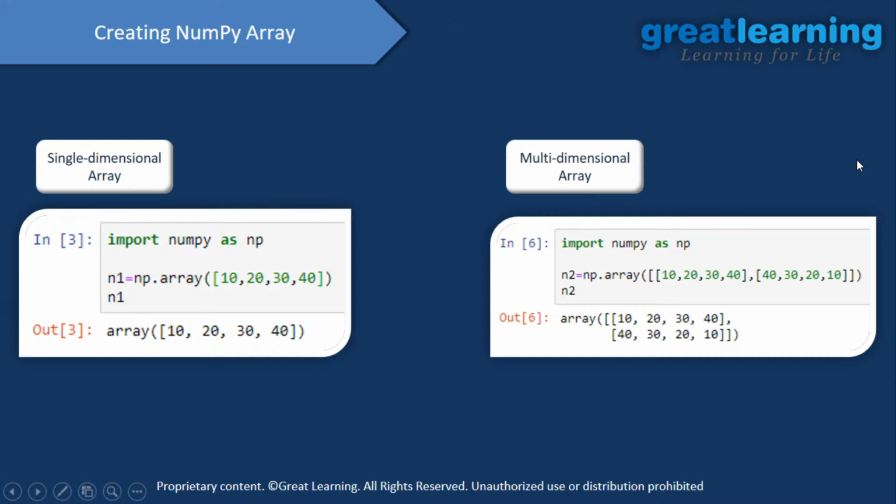Now let's see how we can create a multi-dimensional array. So here we had passed a single list. Here the only difference is we'll pass in a list of lists. So inside np.array we'll have one list. As you see, we have this outer boundary of square braces over here, and inside that outer boundary we'll have two more lists. So in the first list, the numbers go from 10 to 40, and in the second list the numbers go from 40 to 10. And when we print out the result, in the first row we've got the first list where the numbers are from 10 to 40, and in the second row we've got the second list where the numbers are from 40 to 10. So this is how we have created this multi-dimensional array.